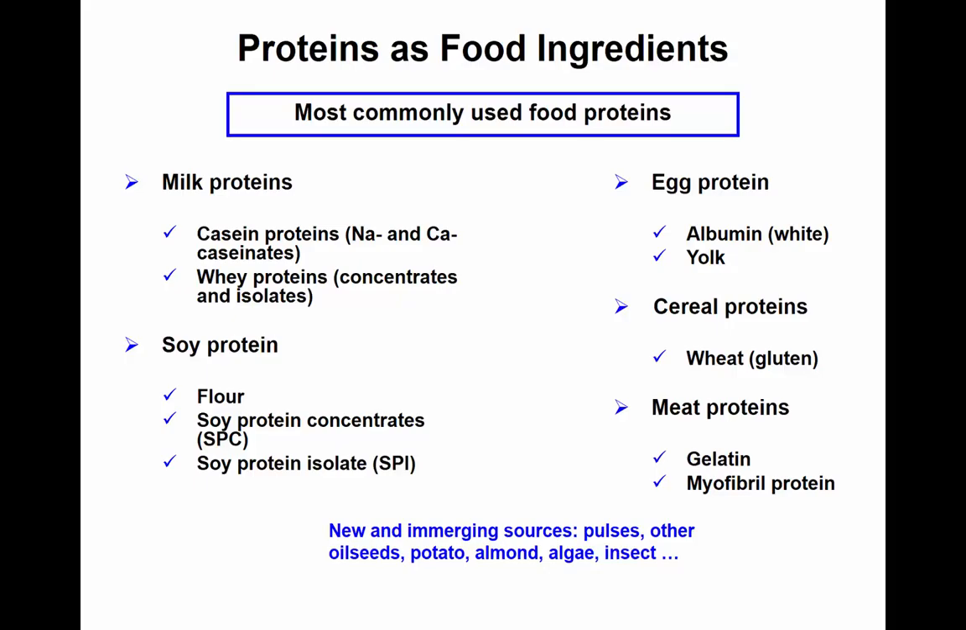Other proteins, you have the egg proteins, the albumin, which is the egg white, and then you have the yolk proteins. Mainly egg white is used as an ingredient, more than the yolk. Cereal proteins, other than their use for baked products, can be an ingredient that is added for a baked product application. You can actually add vital gluten for certain applications to your wheat flour or any other flour that you're using to produce a baked product. Meat proteins, you have the gelatin, of course, and then you have the myofibril proteins for different applications.